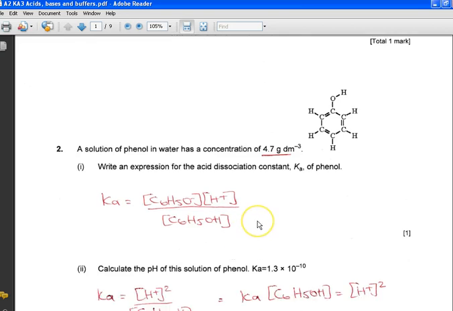Question 2, this is just asking for a Ka expression, and a number of you made a mistake by giving the Ka general expression rather than the expression for phenol. It specifically says phenol, so this is what you should have written.